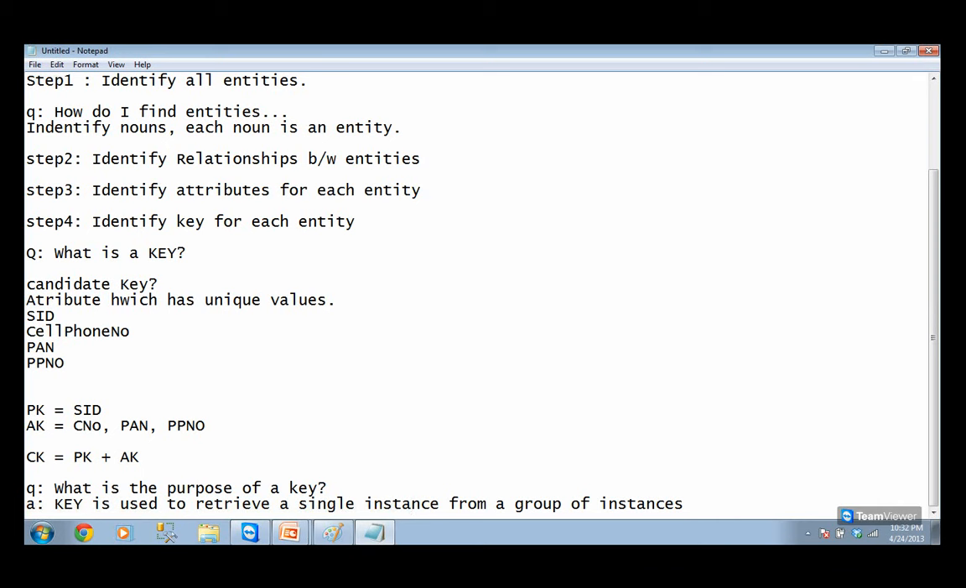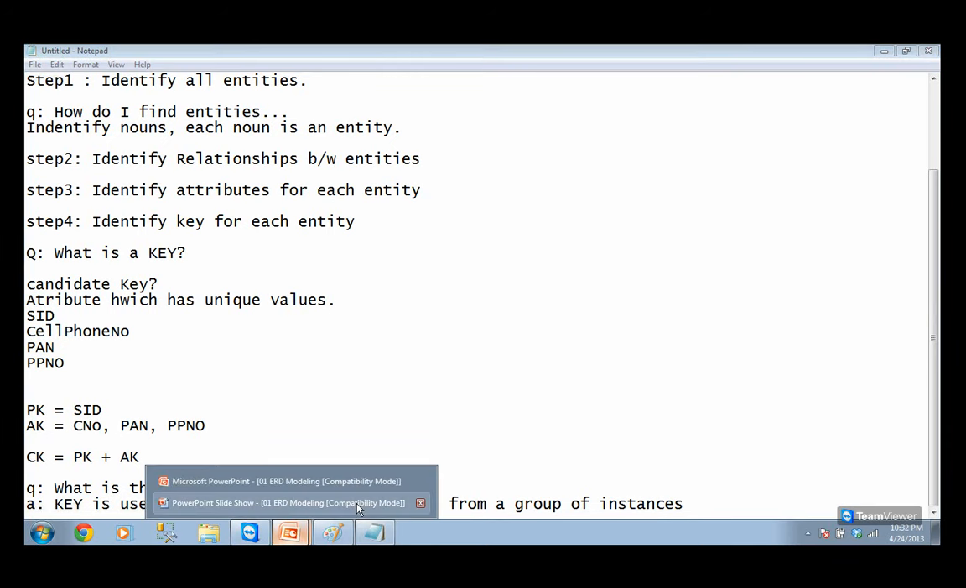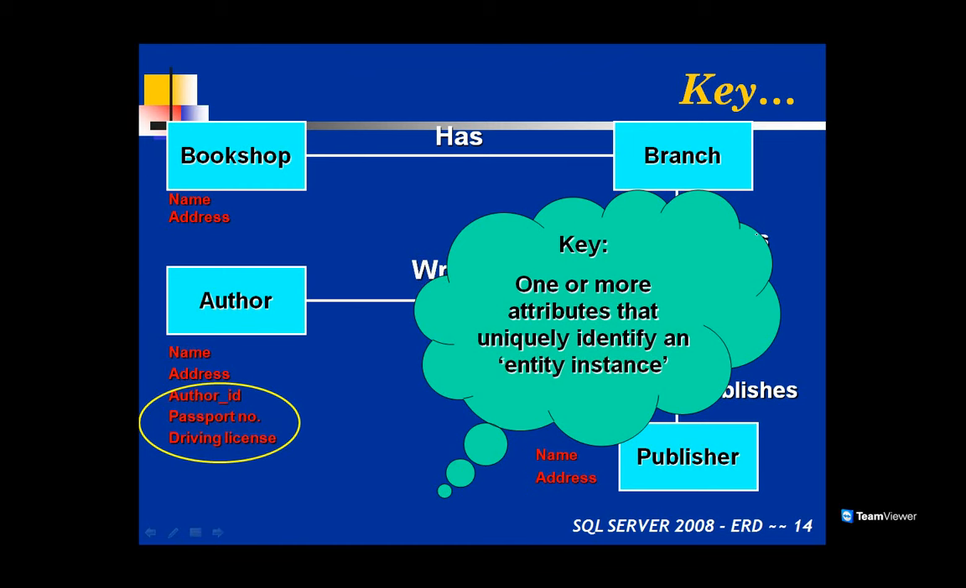Okay. So what is a key? A key is an attribute. Using that attribute, you should be able to identify a single instance from the group of instances. Now sometimes one attribute is not sufficient. One or more attributes that uniquely identify. One attribute means, as I told, SID is a single attribute, PAN card number is a single attribute. Sometimes you have to use more attributes to describe the key.